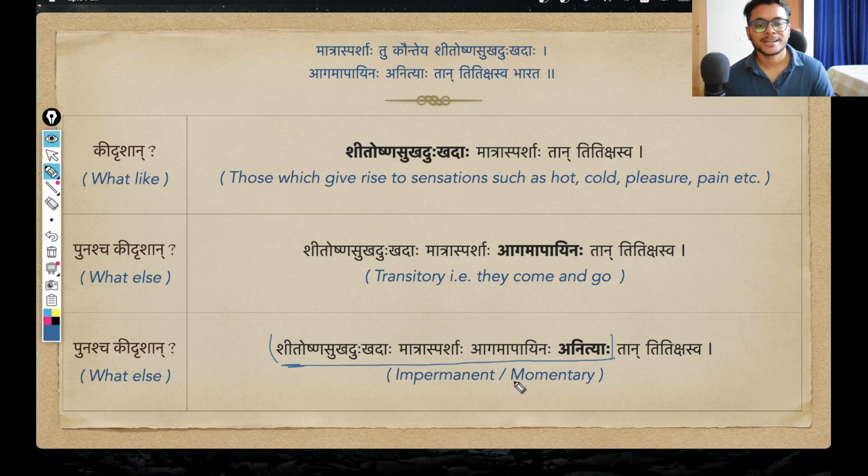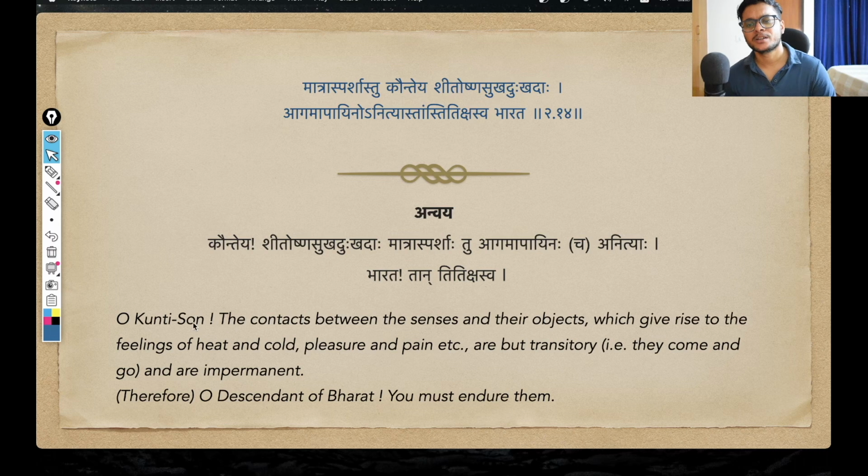And now you see this entire section. This is like the first statement where Krishna describes to Arjuna this contact between the senses and the objects: what it is, what it gives, and what its nature is. So first he described it, and then he said tan titikshasva. That, oh Arjuna, you must endure them. You must endure them. Okay, so I hope this is clear, but let us see the anvaya, the translation also.